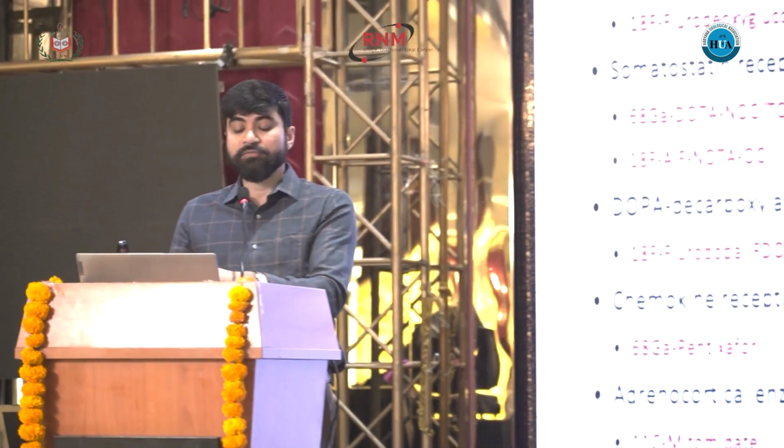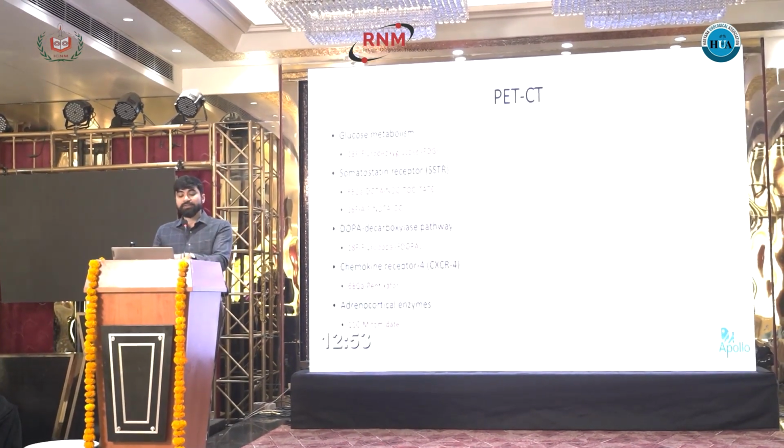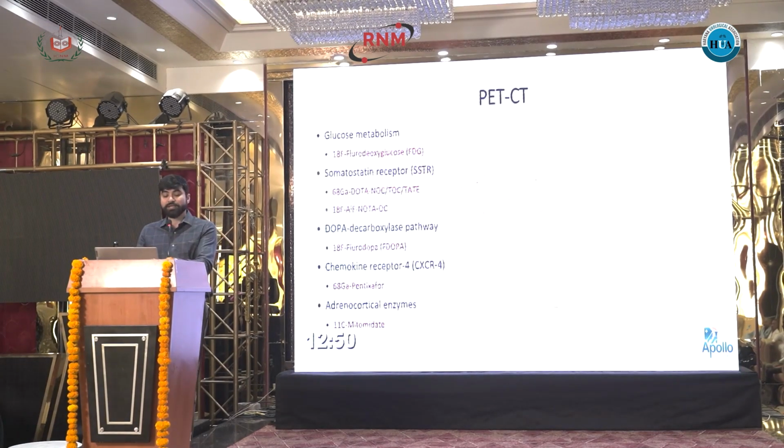So what are the different pathways we can target with PET CT for adrenal tumor imaging? We can target the tumor metabolism with FDG, which is the most common tumor agent. Then we can target the somatostatin receptors, either with gallium-labeled or copper-labeled compounds, and these are mostly used for pheochromocytoma. Then we can target the DOPA decarboxylase pathway, which is again useful for pheochromocytoma imaging. Then we can target the chemokine receptor 4 pathway, using the compound pentixafor, and this is used for evaluation of adrenal tumors, especially aldosterone-secreting adenomas. And then we can also target the adrenocortical enzymes which are involved with secretion of adrenal hormones, with a compound like metomidate, which is not widely available, but is mentioned for completion.